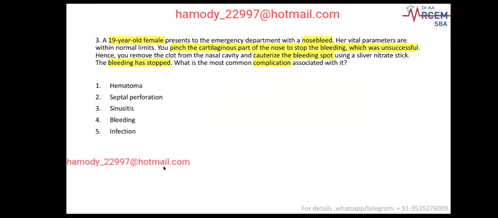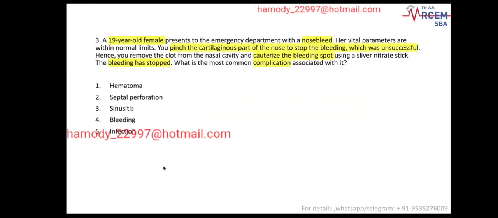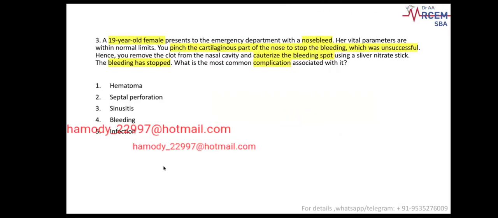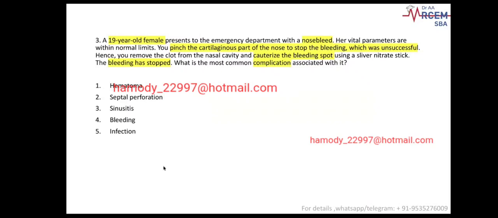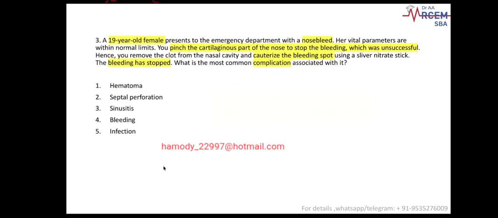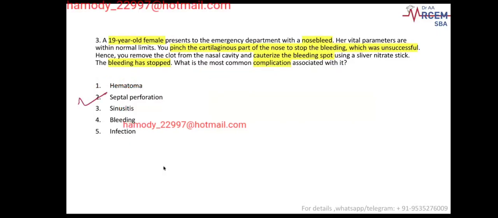A 19 year old female has presented with a nosebleed. Pinching the cartilaginous part of the nose to stop the bleeding was unsuccessful. The bleeding spot was cauterized. After cauterization, bleeding has stopped. What complication do you suspect from cauterization? Is the septal perforation straightforward?